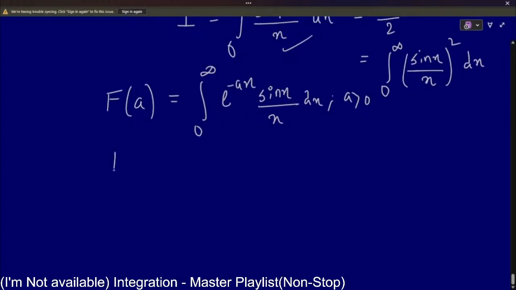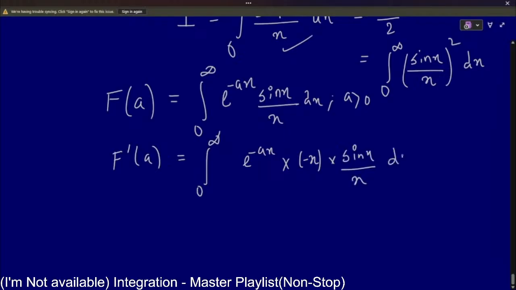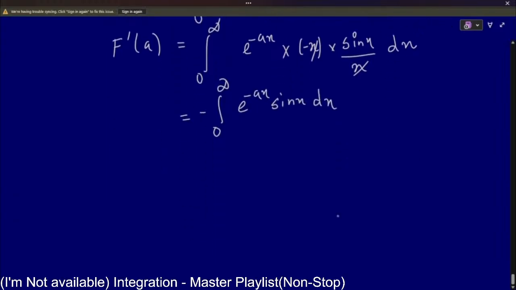And once we have that, we can differentiate both sides to get f'(a), which is the integral from 0 to infinity of e to the power minus ax, and we are differentiating with respect to a, right? So minus x should be a coefficient multiplied by sin x upon x dx. If you cancel off the x, you get the following integral: 0 to infinity e to the power minus ax, with a minus sign outside, sin x dx. Okay. Now, what is this integral and how do we solve it?